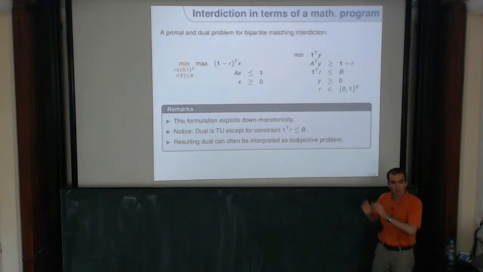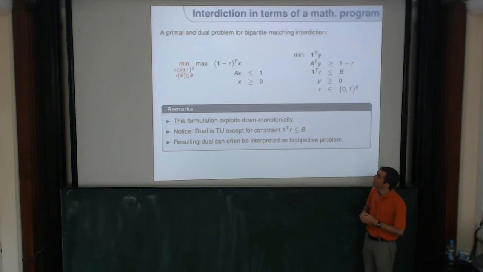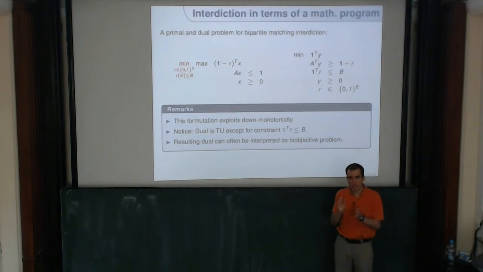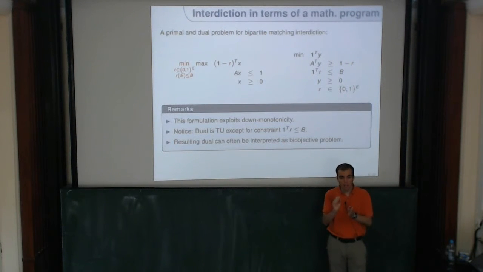I exploit the property of the maximum cardinality bipartite matching problem, which is that it's down-closed, down-monotone. Any subset of a feasible solution is feasible. In other words, any subset of a matching is a matching. So if you want to capture that you remove a variable in the primal, it's actually the same as setting its objective coefficient from 1 to 0.